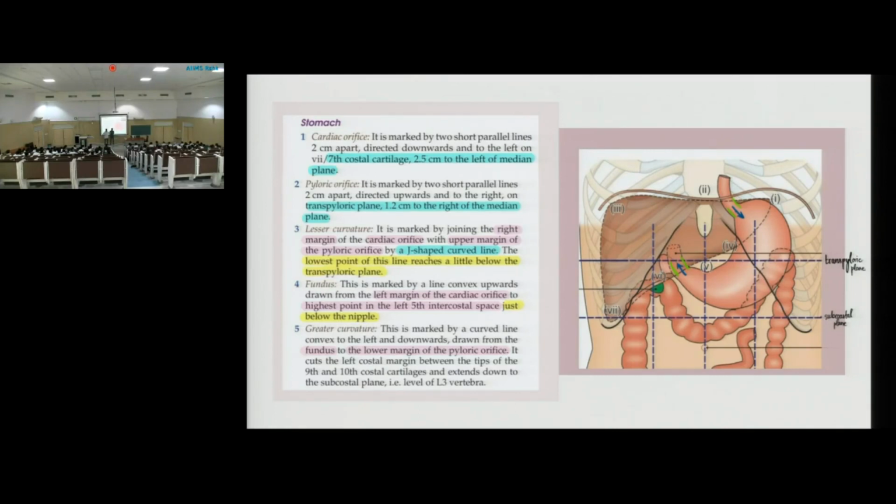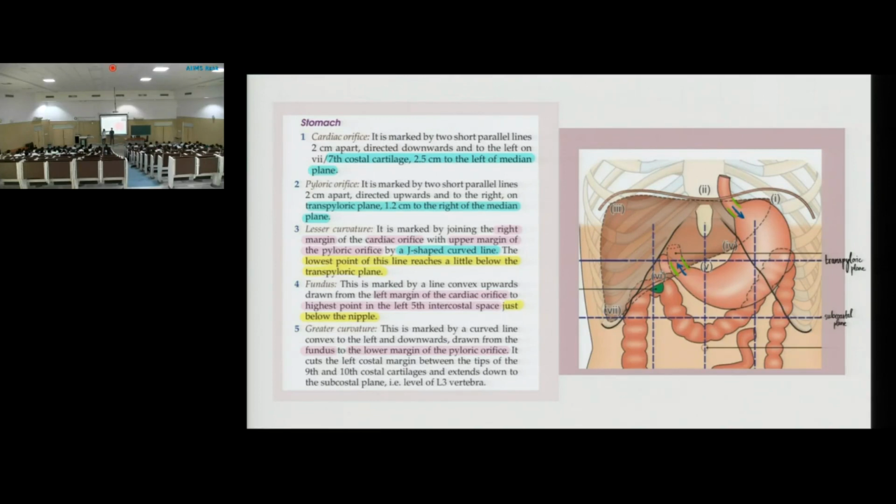Then we'll draw the fundus. The fundus is a portion which is a little above the cardiac orifice. It lies in the 5th intercostal space. Take a point just below the nipple, then join the left margin of the cardiac orifice and draw a curved line to join the point that is below the nipple. That will represent the fundus.